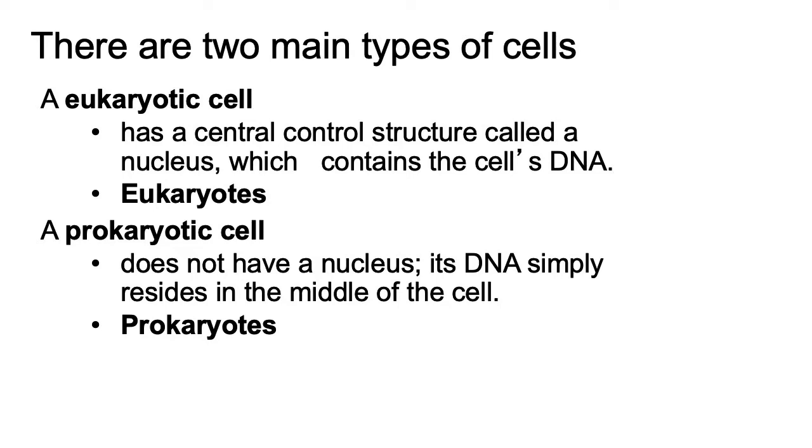A eukaryotic cell, from the Greek for true nucleus, has a central control structure called a nucleus, which contains the cell's DNA. Organisms composed of eukaryotic cells are called eukaryotes. A prokaryotic cell does not have a nucleus. Its DNA simply resides in the cytoplasm. An organism consisting of a prokaryotic cell is called a prokaryote.